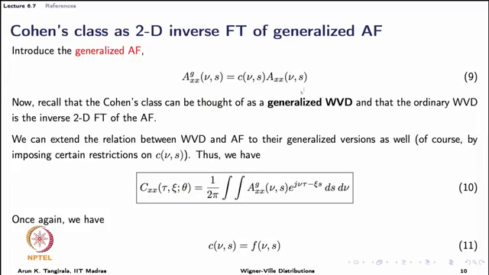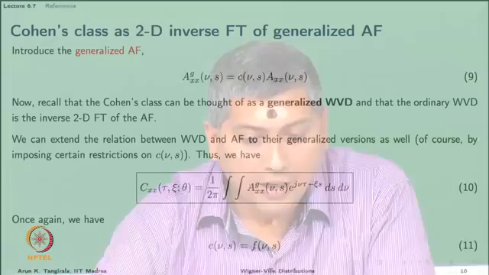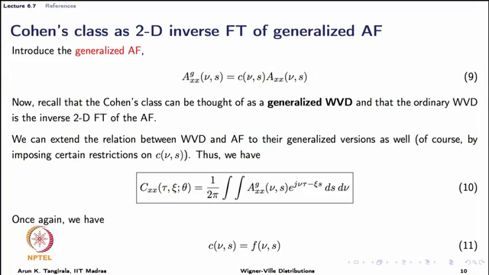I modify the ambiguity function with another two-dimensional function called c, and call that a generalized ambiguity function. This c cannot be anything arbitrary. Again, I have to impose certain restrictions on c if I want certain properties on the Cohen's class. In fact, the c is nothing but f. You should have guessed that by now. Sorry for the confusion, this is a small c. The small c is nothing but the f. Now the Cohen's class is nothing but the two-dimensional inverse Fourier transform of this generalized ambiguity function.